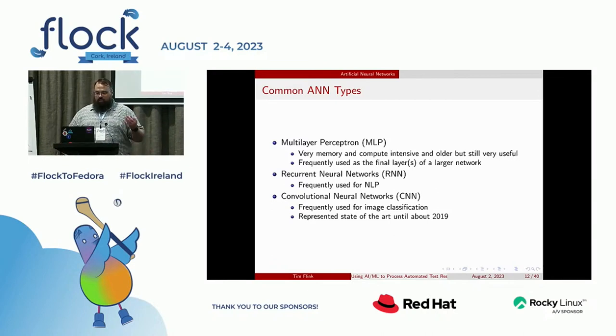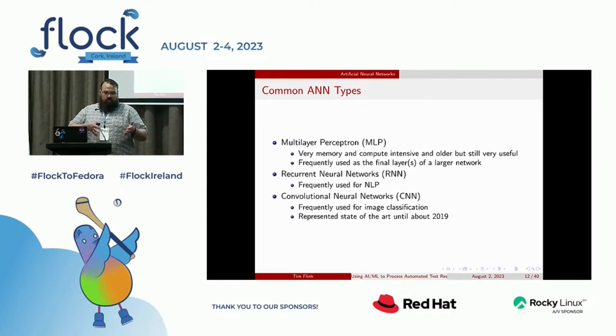Another is recurrent neural networks. It's usually used more for natural language processing, where you have things of indeterminate length. And convolutional neural networks, they really became popular for image classification. Give it a set of images and a set of categories: can the neural network correctly classify this image as a dog, or this image as a bus? That kind of stuff. And that was state of the art in terms of image classification until about 2019.